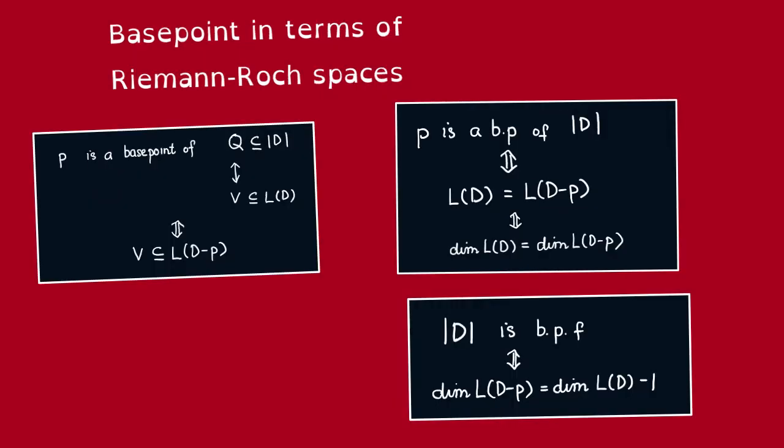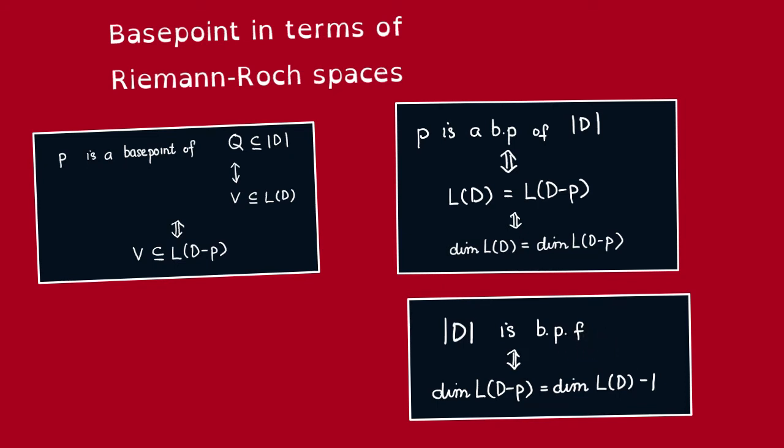Thus, our natural next step is to phrase statements about basepoints. We want to rephrase them in terms of Riemann-Roch spaces. We want to rephrase what it means for a point P to be a basepoint of linear systems in terms of the Riemann-Roch spaces, and then from that we'll deduce what it means to say this complete linear system is basepoint free in terms of the Riemann-Roch spaces.